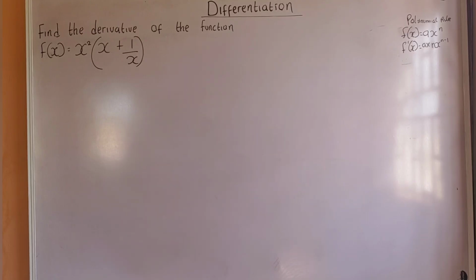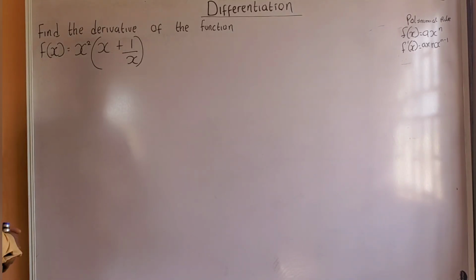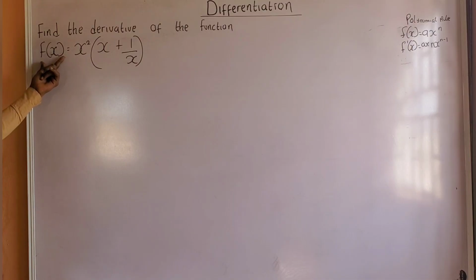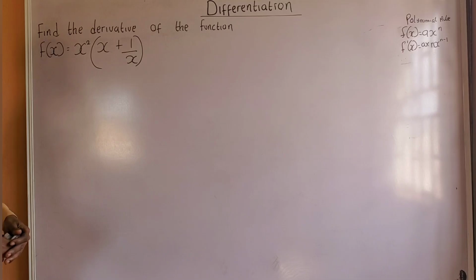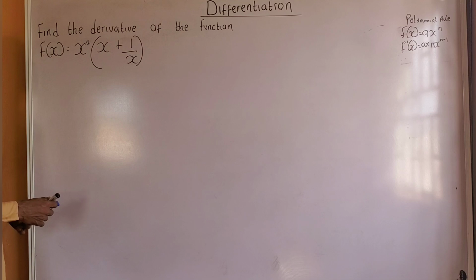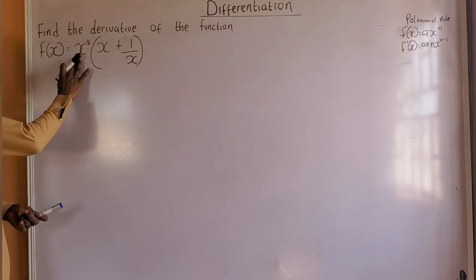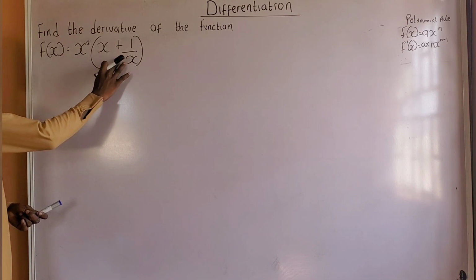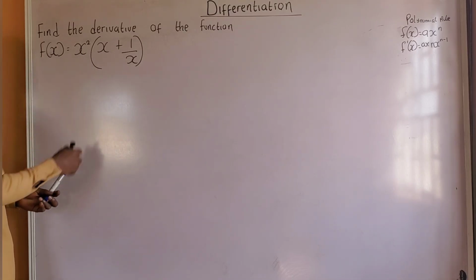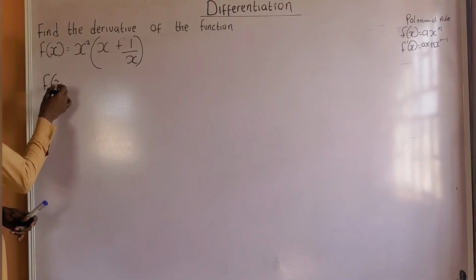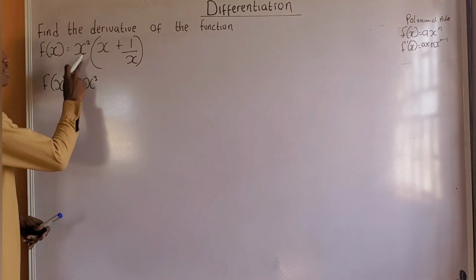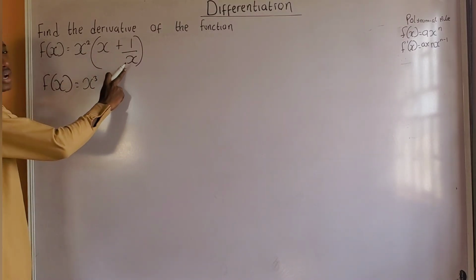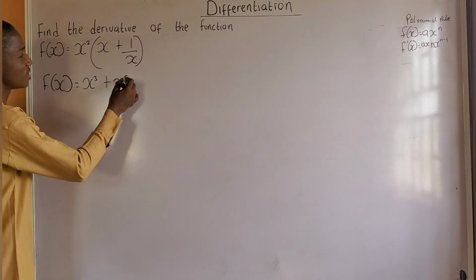Okay, let's consider the question that we have on the board. We are asked to find the derivative of the function f of x is equal to x squared multiplied by x plus 1 over x. To find the derivative of this function, let us first open this bracket using x squared. Let us multiply the content inside the bracket by x squared. So for this, I'm going to have f of x is equal to x squared times x. That is what? x raised to the power of 3. x squared times plus 1 over x is plus x squared all over x.